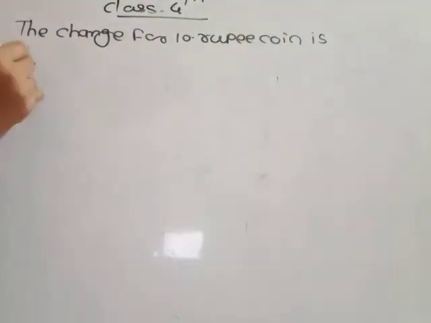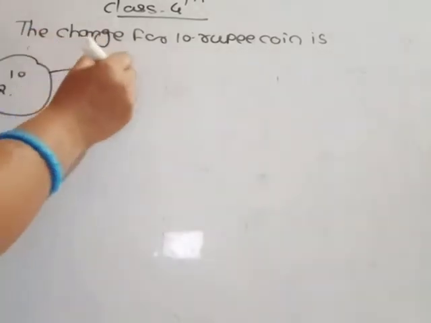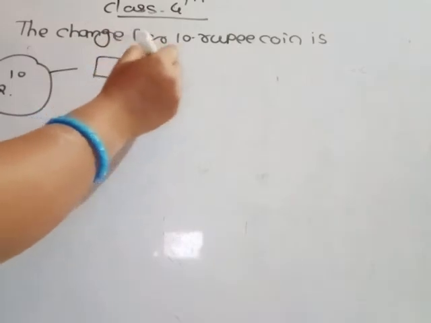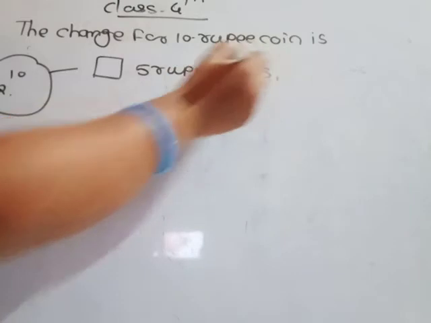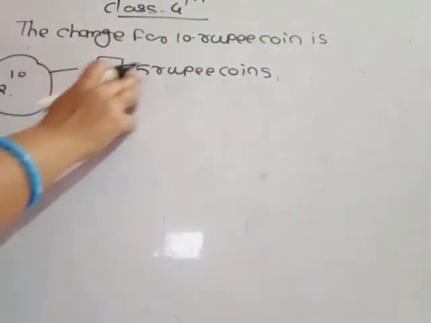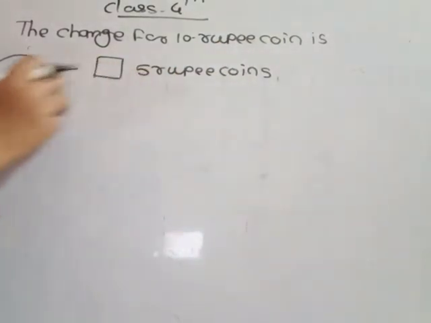Here is one 10 rupee coin, and you write here the change for this 10 rupee coin. Firstly, you write 5 rupee coins. How many 5 rupee coins to change for this 10 rupee coin? 2. You take 2 five rupee coins, 5 plus 5 is 10 rupees.